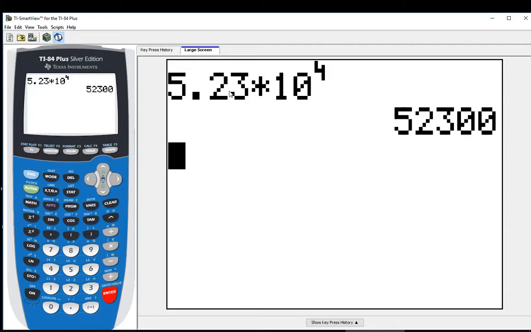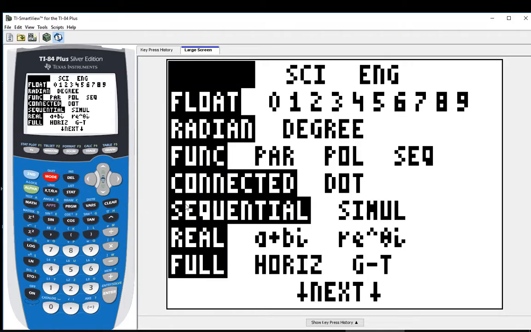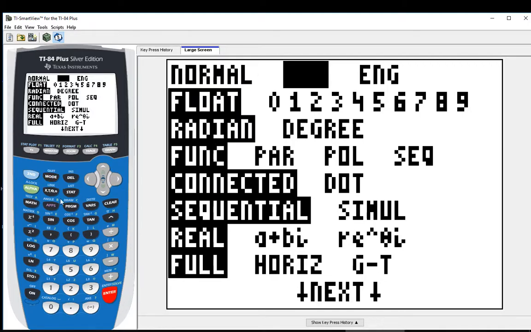And you'll see that when I hit enter, the calculator expresses this in standard form. That is because I'm still in that normal mode, where the numbers are just going to spit out how we would normally see them. So I'm going to switch this over to scientific mode. Hit enter. And then I'm going to go back to my screen.